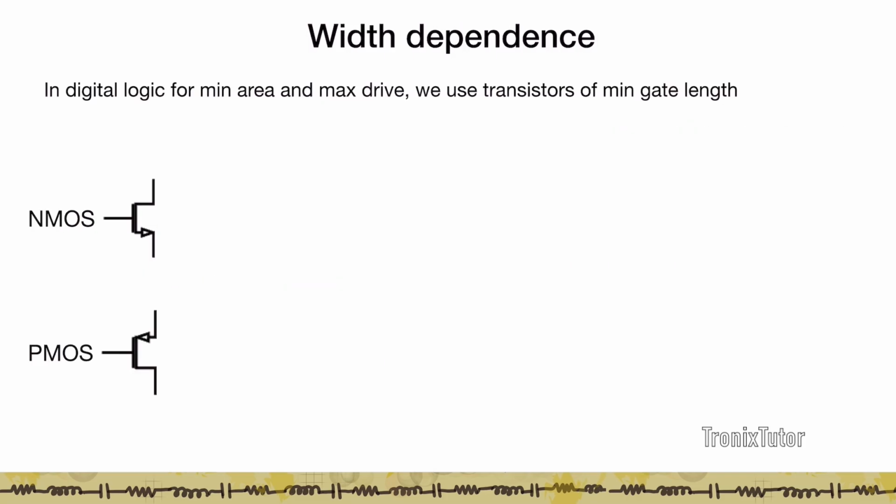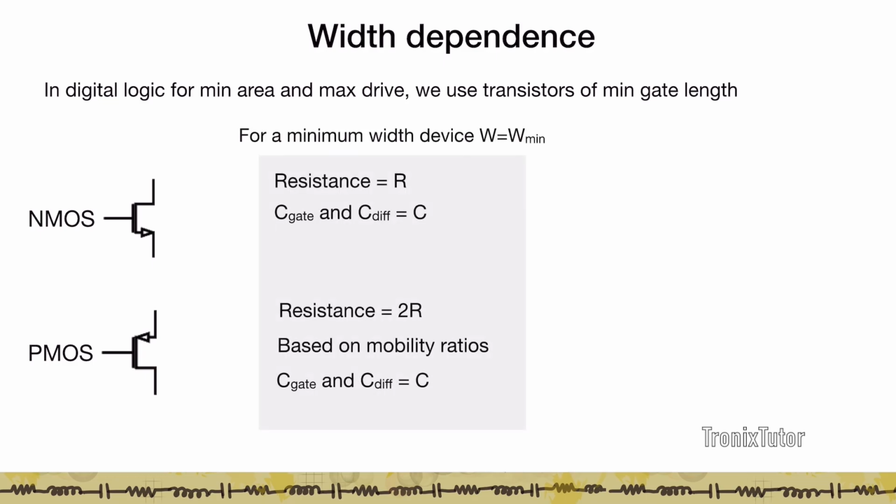Again, let's look at the NMOS and PMOS in any given technology, and let's see how this model changes for different widths. In digital logic, for minimum area and maximum drive, we normally use transistors with minimum gate length. So typically we'd use the NMOS and the PMOS with the smallest gate length available in the technology. For that minimum width device, where W is equal to W min, in the NMOS, the resistance is treated as R, and the gate and diffusion capacitances in the NMOS are both given by C. The intention of this model is to keep it simple and compute friendly.